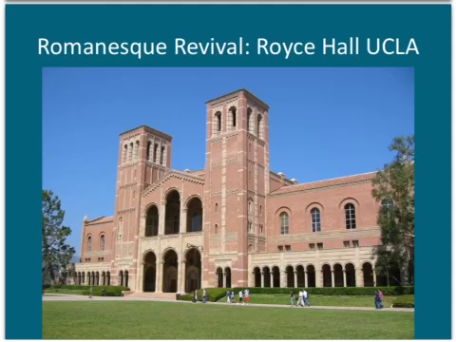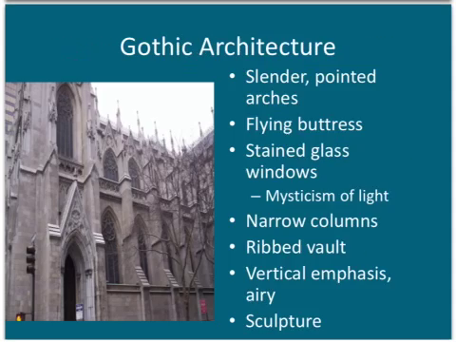Next time you go to UCLA, it's actually in a Romanesque style, and you can see the sturdiness of the walls, rounded arches, and smaller windows. It's in that Roman style. Now Gothic gets more advanced, because the buildings they can make are going to be able to get taller.